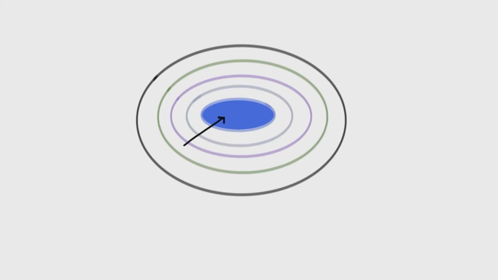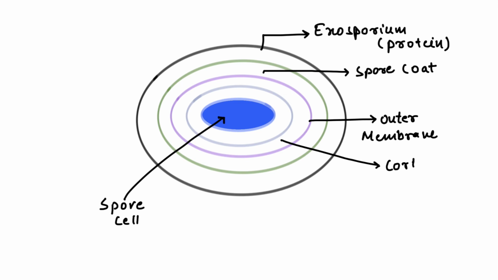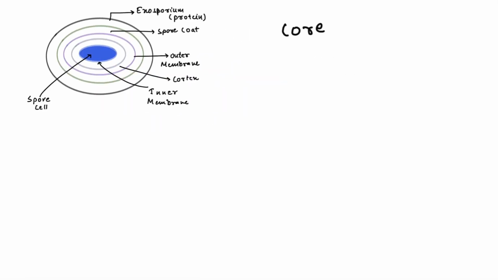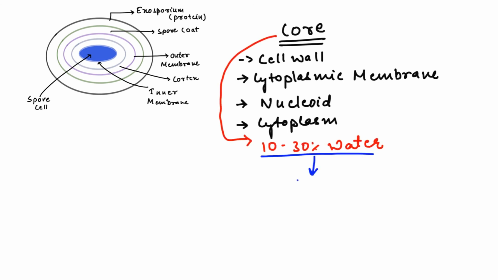Structure of the endospore. Endospores are made of a central spore cell which is surrounded by various layers. The outermost layer is the exosporium, a thin protein covering. Below this is the spore coat, which is composed of highly cross-linked keratin-like and layers of spore-specific protein. The cortex consists of loosely cross-linked peptidoglycan and contains dipicolinic acid, which is particular to all bacterial endospores. Core. The core contains the cell wall, cytoplasmic membrane, nucleoid and cytoplasm. It contains 10 to 30% water, which contributes to the gel state.